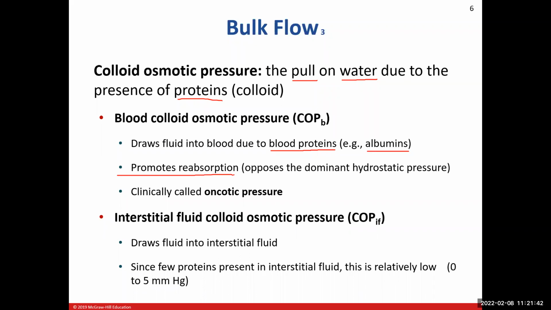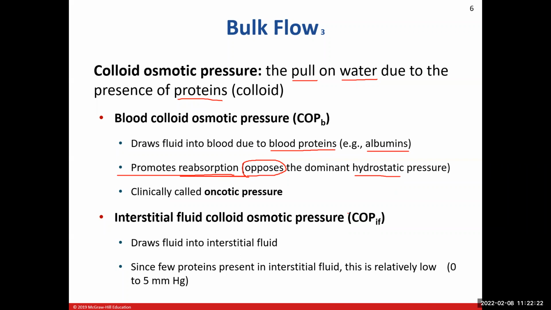Resorption. So this is an oppositional force. It is going to go opposite of our hydrostatic pressure. Hydrostatic pressure is pushing things out of the blood vessel, whereas blood colloid osmotic pressure, also known as oncotic pressure, is going to pull things into the blood vessel. And that's because the proteins there have an attractive force, much like a magnet does on metal shavings.